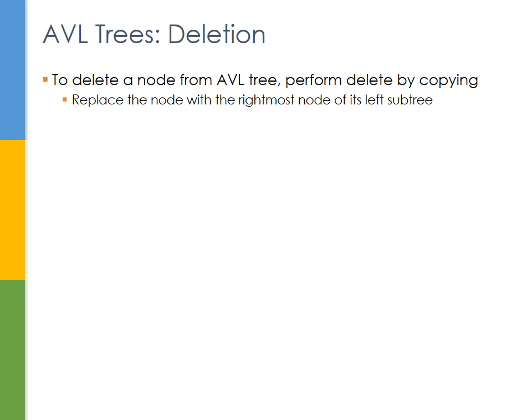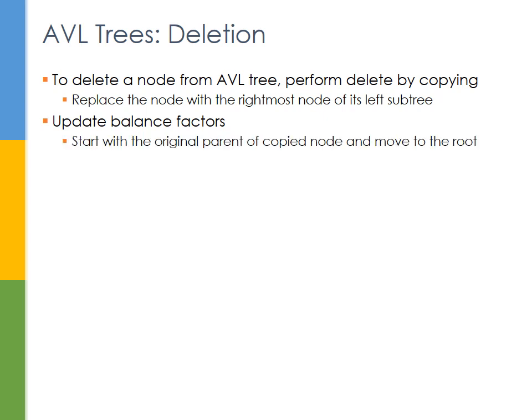Now that we've considered insertion into an AVL tree, we can move on to deletion. Deletion is somewhat more complicated than insertion, which we just discussed. So if we delete a node from an AVL tree, then we will perform a delete by copying. And as you've previously seen, this works by replacing the node that is being deleted with the rightmost node of its left subtree. So then we update the balance factors, and we start with the original parent of the copied node, and we move up towards the root.